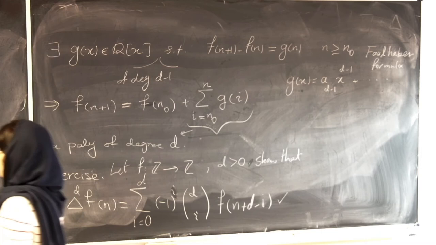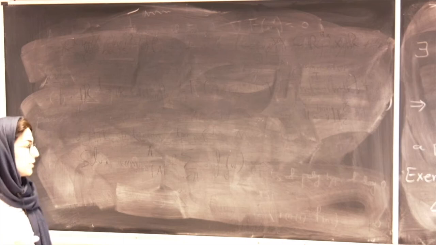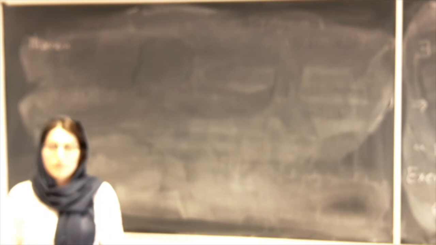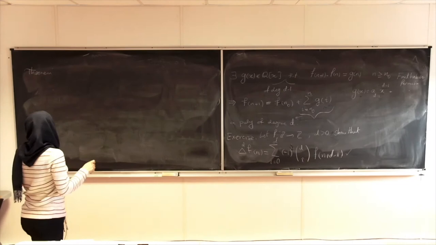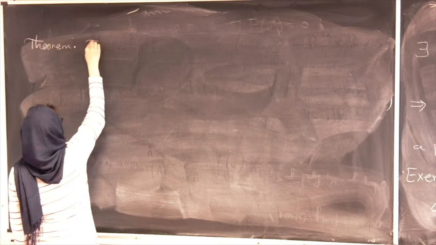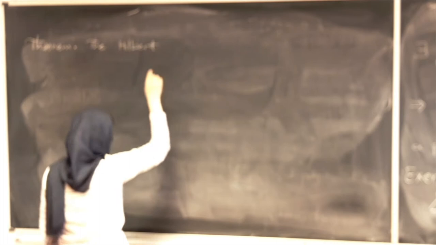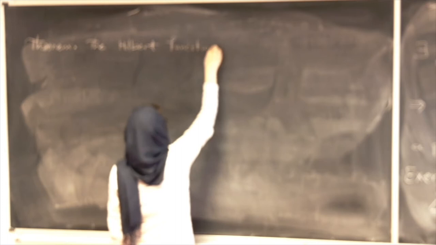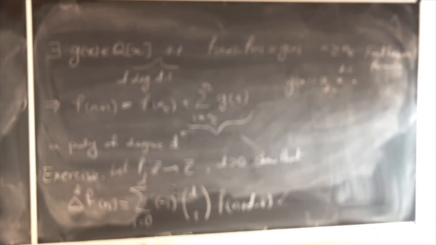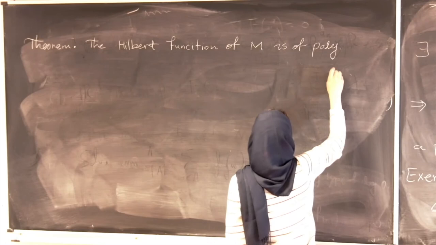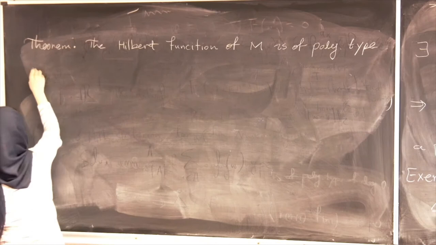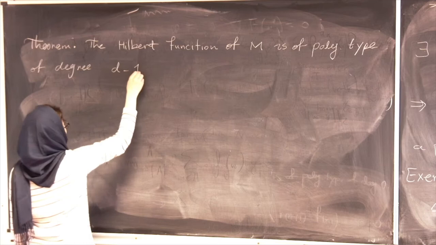Now I want to state one of the main theorems of this lecture about the nature of the Hilbert function. As I told, our assumption is always on R and M as I wrote in the beginning. I don't repeat them each time. So we want to show that the Hilbert function of M is of polynomial type, of degree d minus 1, where d is the dimension of the module.